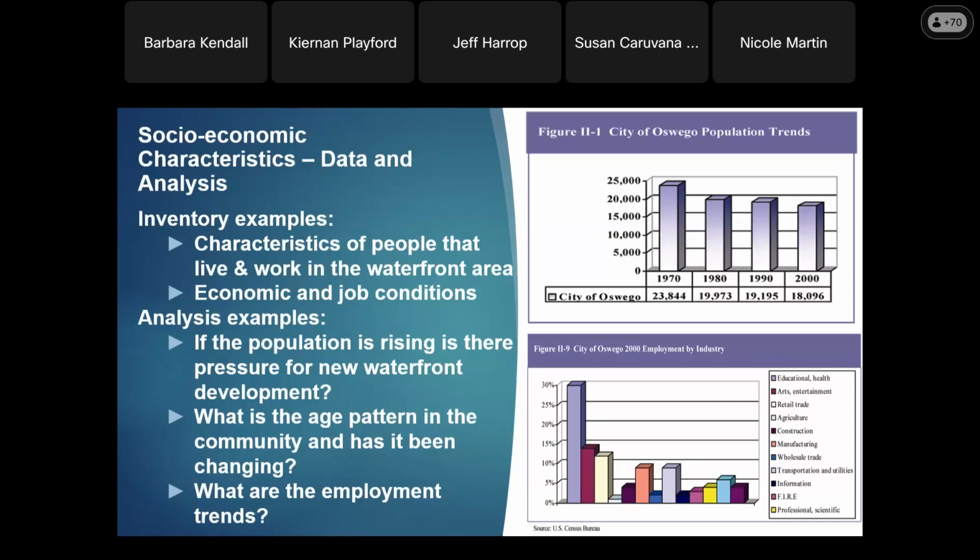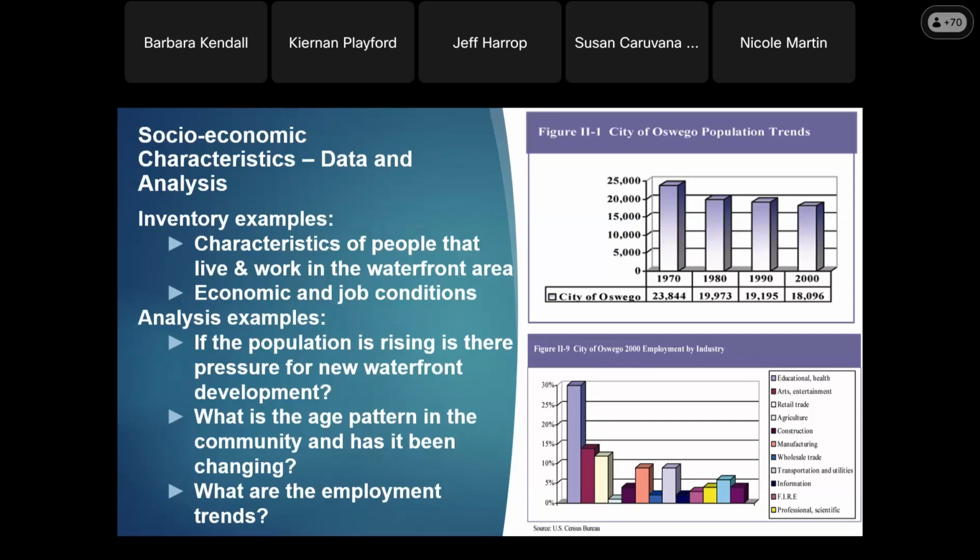An example is from the City of Oswego's LWRP. An analysis was done on population trends for each decade utilizing a bar graph. Additionally, data on individuals in each employment industry for the year 2000 was also summarized. For the analysis, a number of questions can be answered through the demographic data. Is the population rising or falling? If the population is rising, is there pressure for new waterfront development, such as recreation, housing, commercial? What is the pattern of ages among the community? Has it been changing? Are there different activity needs based on projected ages?